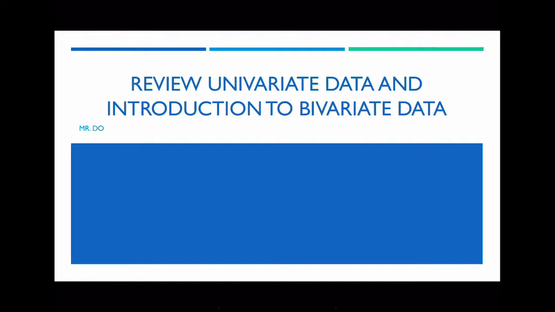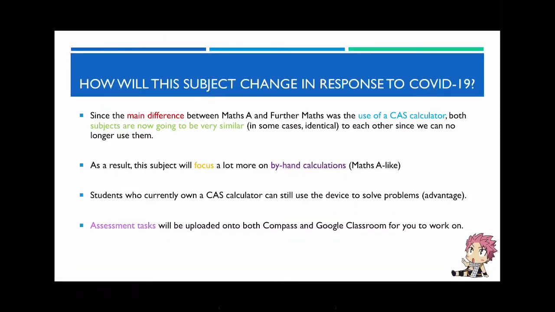Before I revise these two topics, I do want to talk about how this subject will change in response to the COVID-19 pandemic. This subject, this further maths elective, was different compared to your Maths A subject because here we predominantly rely on the CAS calculator to get our answers. However, due to remote learning, I can't supply you these CAS calculators, which I generally did in school, so you wouldn't be able to obtain the answers as you normally would.